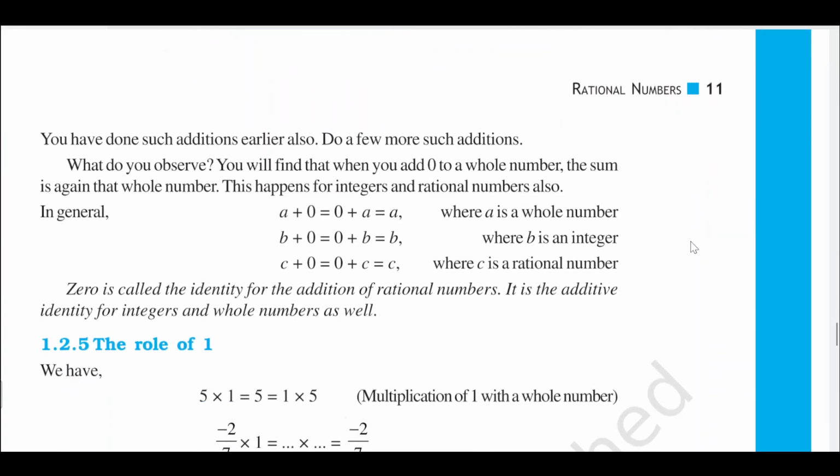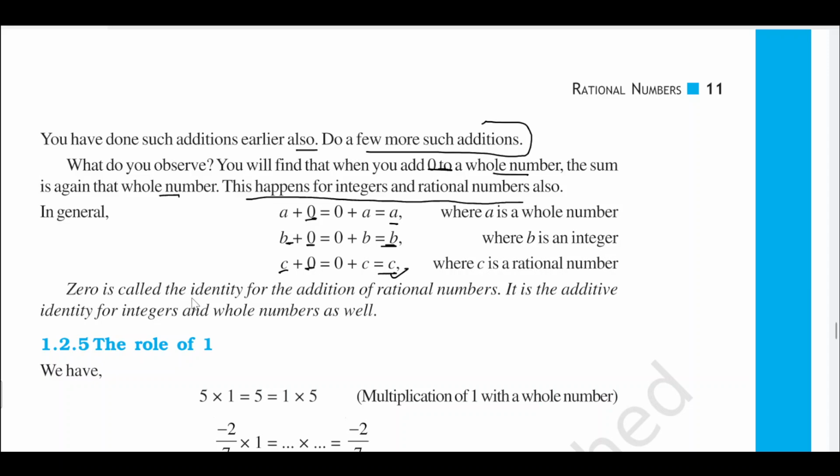Okay. You have done such addition earlier also. Do a few more such additions, or just take out your notebook and do such addition. So what will you find? You will find that when you add 0 to a whole number, the sum again is a whole number. This happens for integers and rational numbers also. You added 0 to a whole number, you get a whole number. You added 0 to an integer, you got an integer. You added 0 to a rational number, you got that rational number itself.